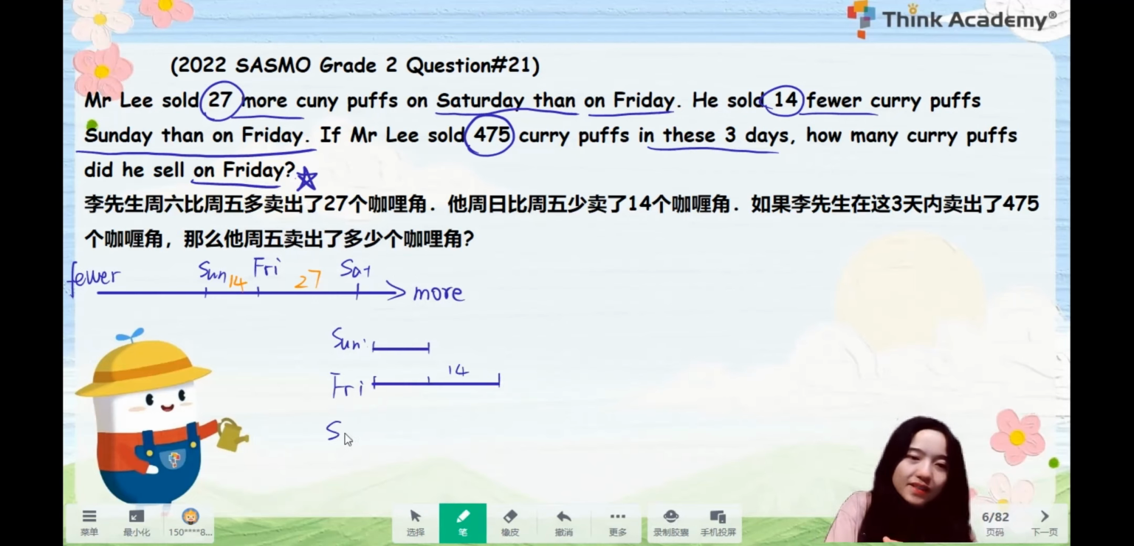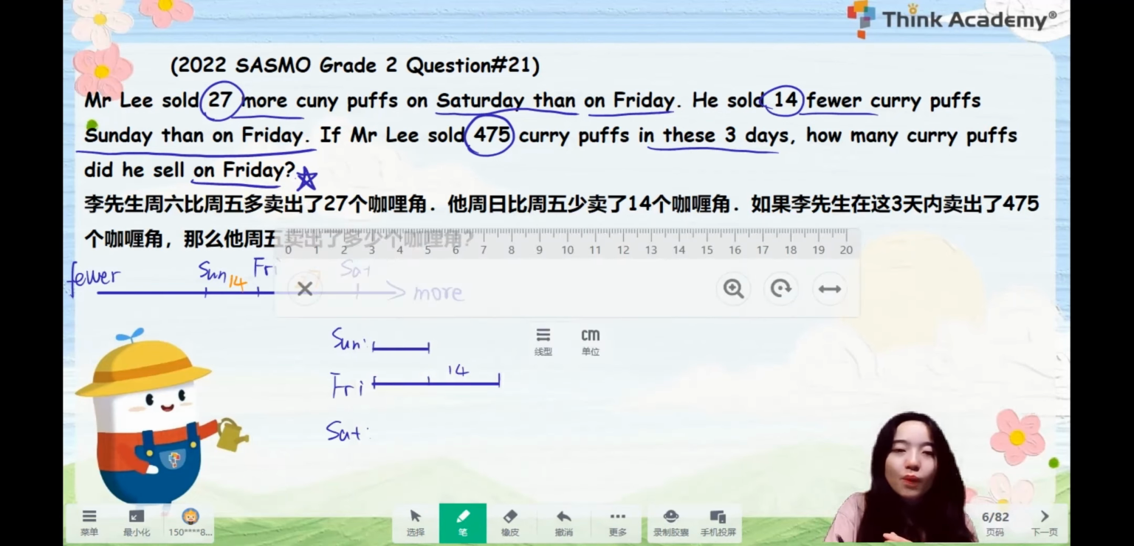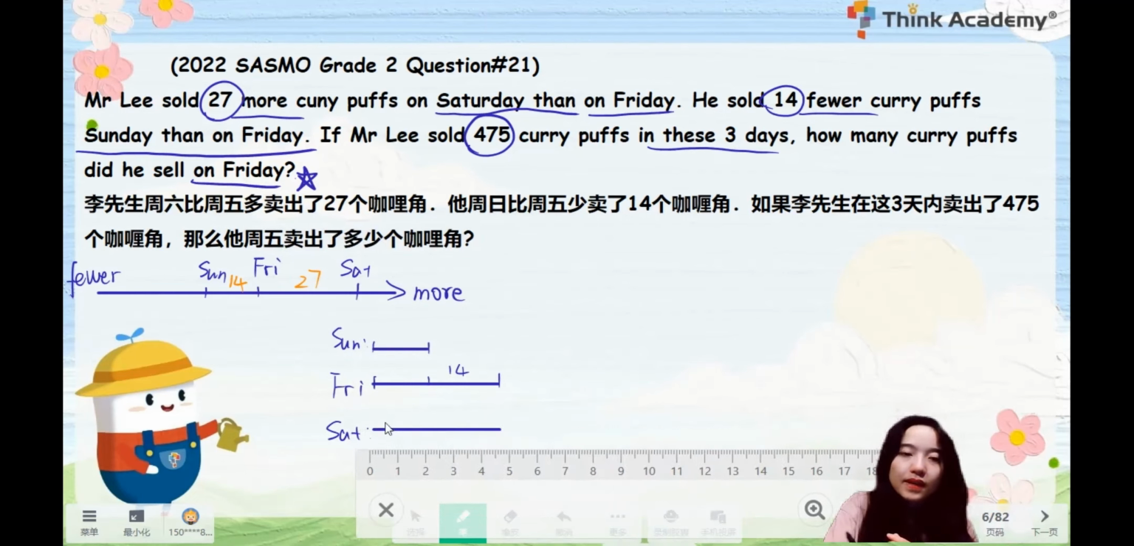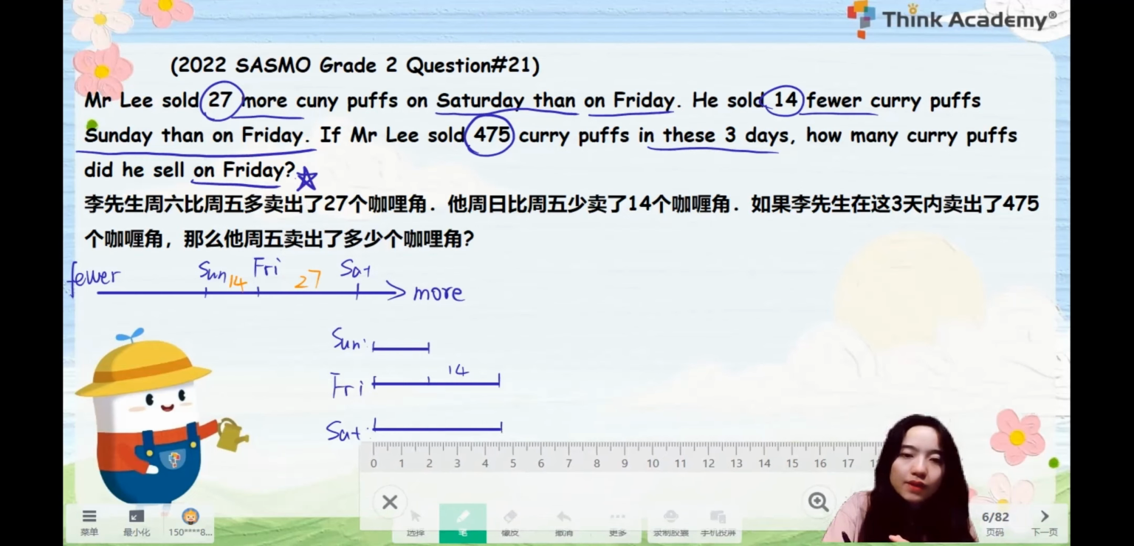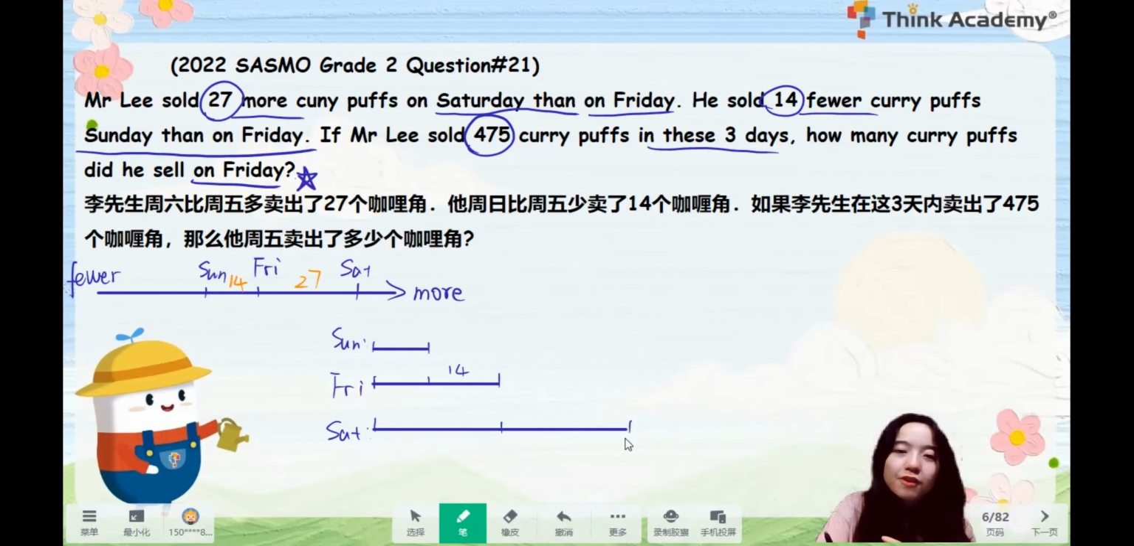And finally, for Saturday, it has sold something more than Friday. So first we need to draw the same line segment as Friday, then draw a longer part. That means the difference between Friday and Saturday. In this case, we also need to label the total amount here. He has sold 475 in total.